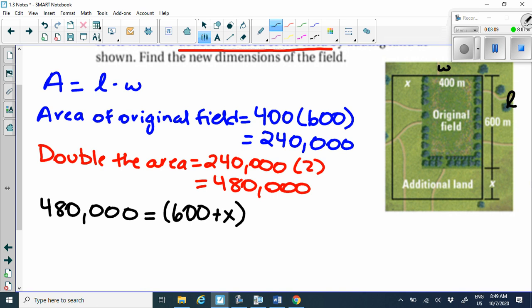Okay, what about the width? Well, remember, we're doing length times width, so once again, we have to multiply. We already have the 400, but we're going to add on the x to have our new dimension. So we originally have 400, we add the x amount, so that's going to be the additional land, to create our new dimensions. So from here, what we need to do is solve for x, okay? The first thing we're going to do to solve for x is FOIL our 600 plus x times 400 plus x.